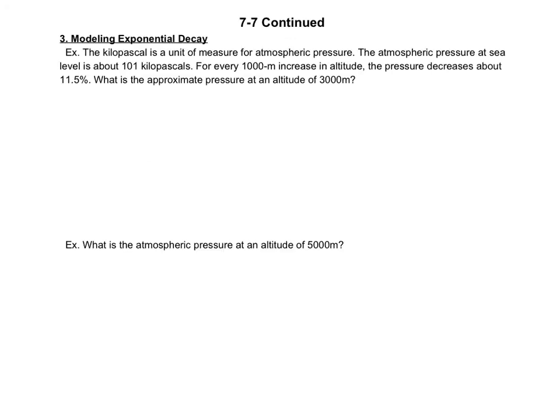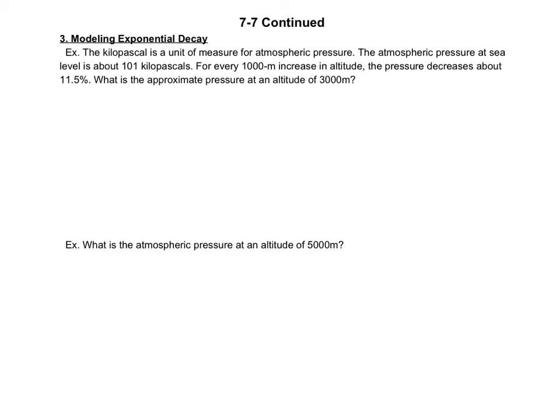So that is when we are taking away, not just increasing greater than 100%, we are going to decrease from 100%. Okay, so a kilopascal is a unit of measure for atmospheric pressure. And the atmospheric pressure at sea level is about 101 kilopascals. For every 1,000 meters increase in altitude, the pressure decreases about 11.5%. And what is the approximate pressure at the altitude of 3,000?